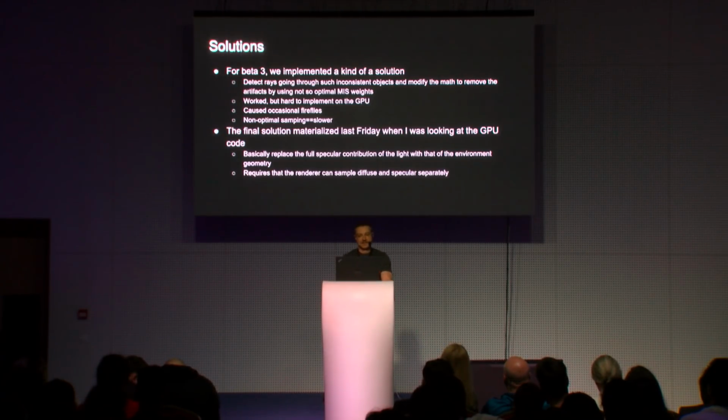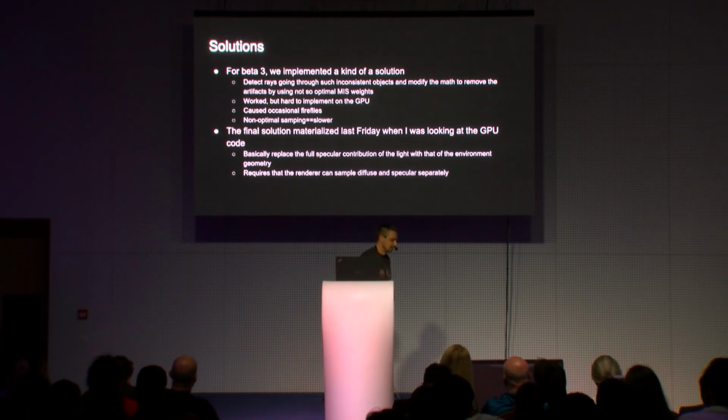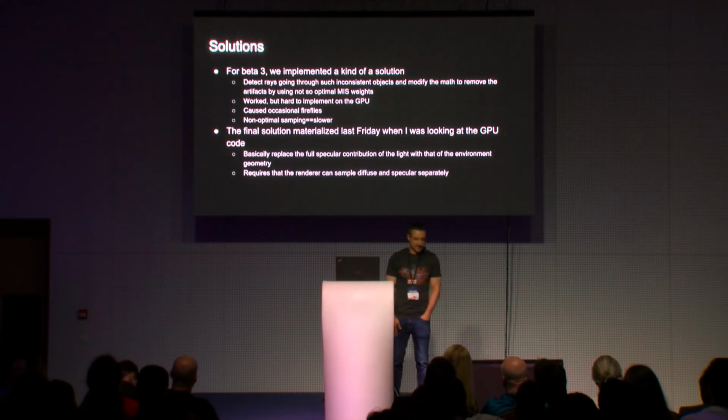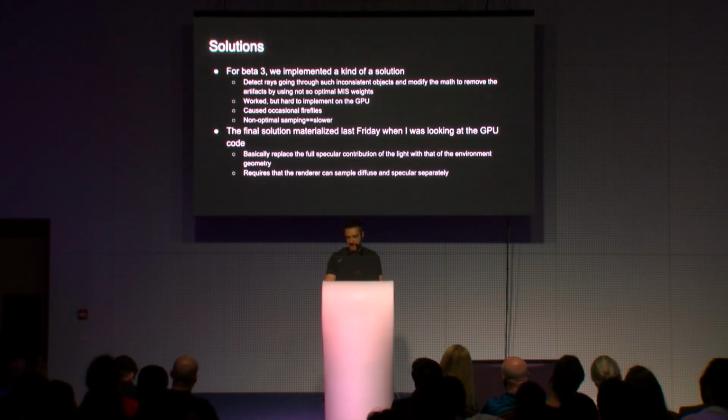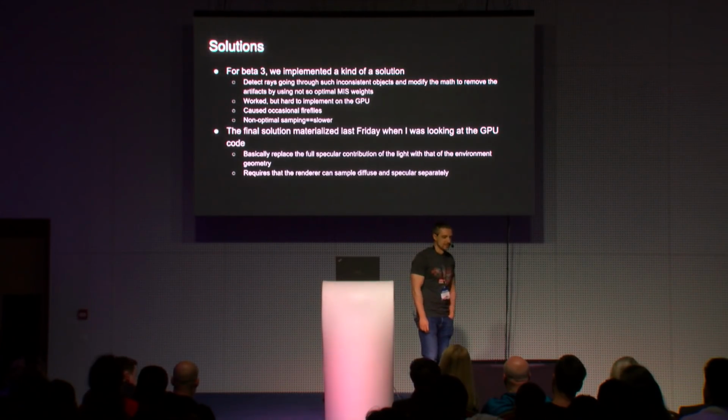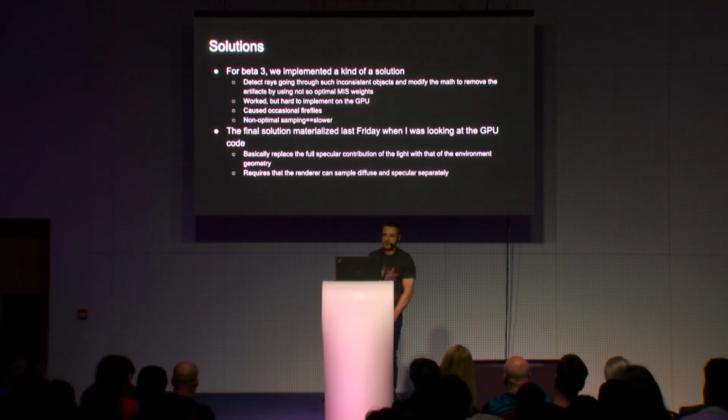We did eventually find some kind of solution for beta 3 of VRay. The only thing I could figure out was basically to detect whenever a ray goes through such a weird object that is visible to some kinds of rays but not visible to others, and change the sampling strategy and the weights for the multiple importance sampling in a way that would not cause any artifacts. And this worked, but I realized that it would be very difficult to do this on the GPU.